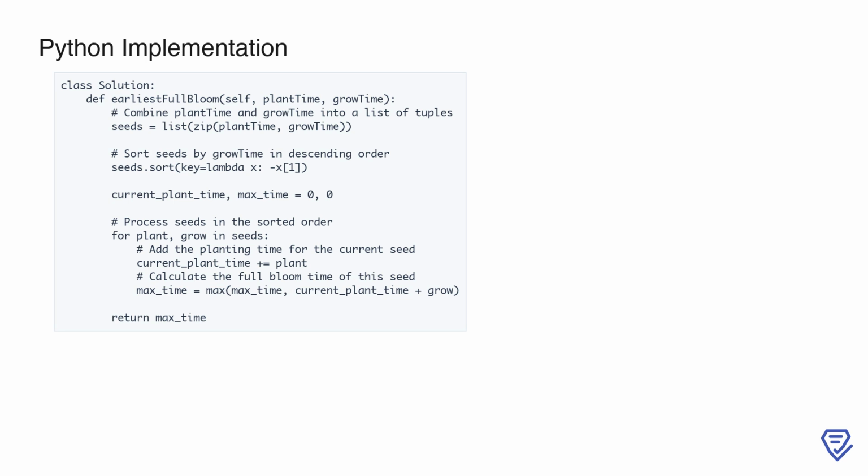For each seed, we add its planting time to current_plant_time, which accumulates the time spent planting seeds sequentially. We then calculate the full bloom time for the current seed as current_plant_time plus grow. If this value is larger than max_time, we update max_time. Finally, once all seeds are processed, the value of max_time represents the earliest possible day when all seeds are in full bloom. This approach ensures an optimal solution with a time complexity of O(n log n) due to sorting and linear processing of the seeds.